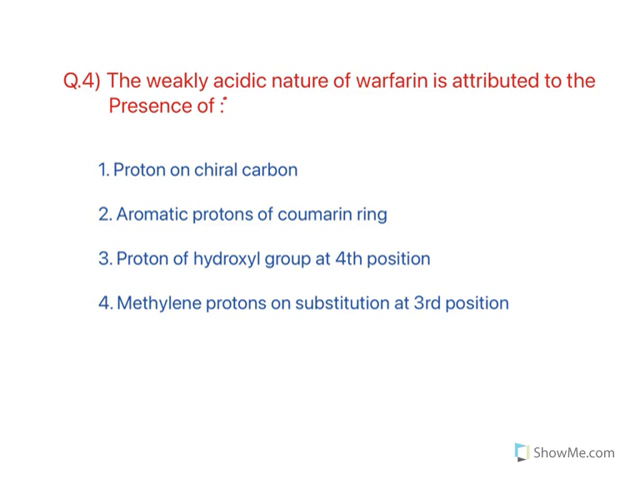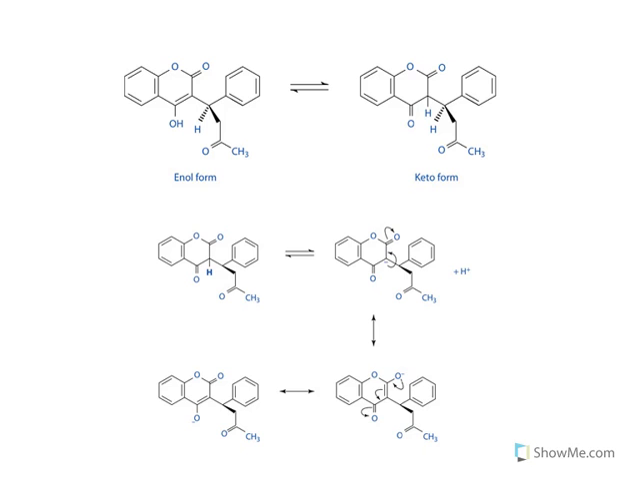Next one. The weakly acidic nature of warfarin is attributed to the presence of. Now this is a kind of concept oriented question. You need to know the structure and you need to know acidic nature of the hydrogens. Now before looking at the options, let us see the structure of warfarin. Now warfarin can exist in two forms, keto form and enol form, and the numbering starts from here, 1, 2, 3, 4, like this. So see, this is a tautomer.